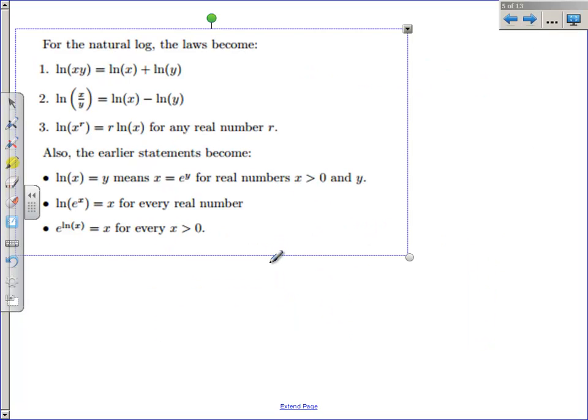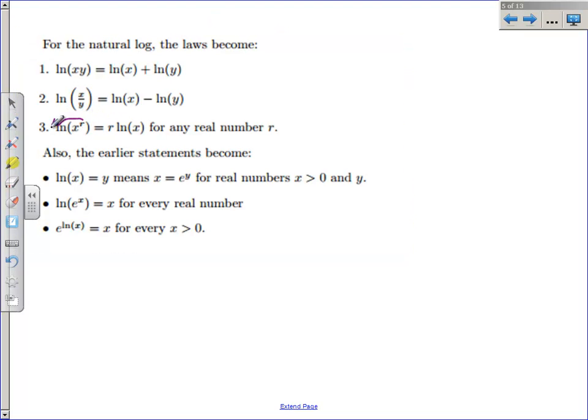Alright, so now we're going to go through the fact that the natural log obeys all of the logarithm rules. The natural log of a product is the natural log of the first factor plus the natural log of the second factor. The natural log of a quotient is the natural log of the numerator minus the natural log of the denominator. Again, if you have the natural log of something being raised to a power, that power can come down in front.